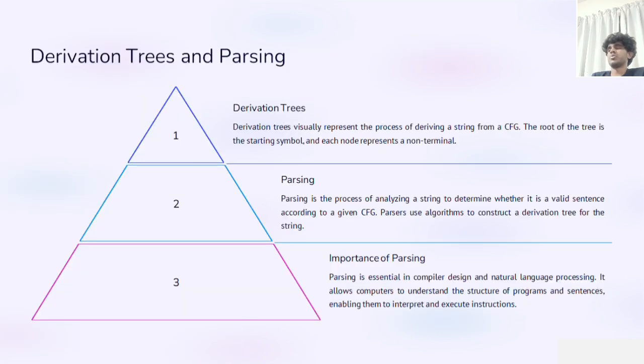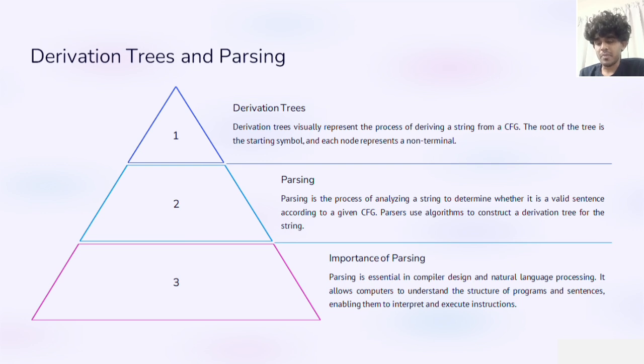Next, we are moving on to derivation trees and parsing. Derivation trees: derivation trees visually represent the process of deriving a string from a CFG. The root of the tree is the starting symbol, and each node represents a non-terminal. Parsing: parsing is the process of analyzing a string to determine whether it is a valid sentence according to a given CFG. Parsers use algorithms to construct a derivation tree for the string.